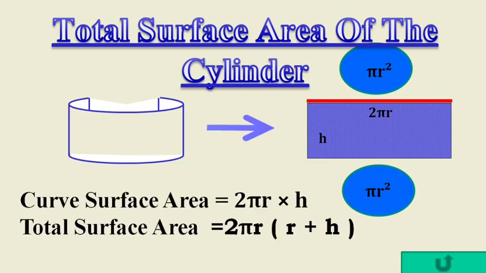Now, till now we have discussed two formulae. One is the curved surface area of the cylinder, which is 2 pi r into h, and the other is the total surface area of the cylinder, 2 pi r into bracket r plus h. Hope it is clear to everybody how to find these formulae and how these formulae came.